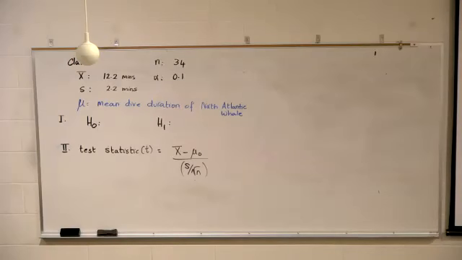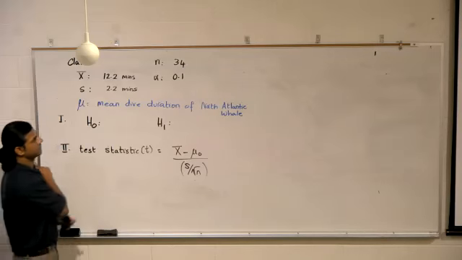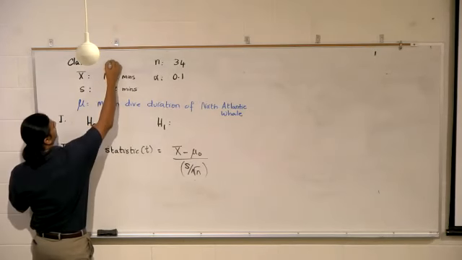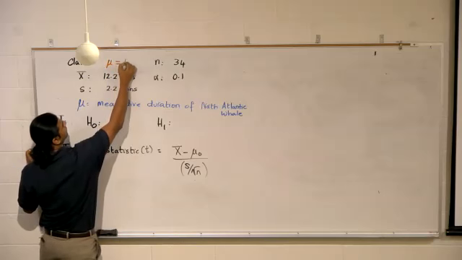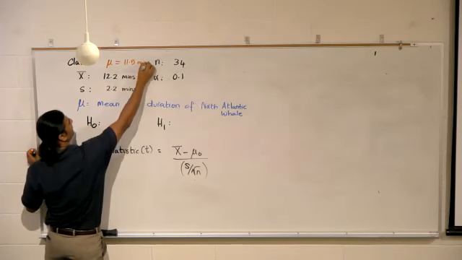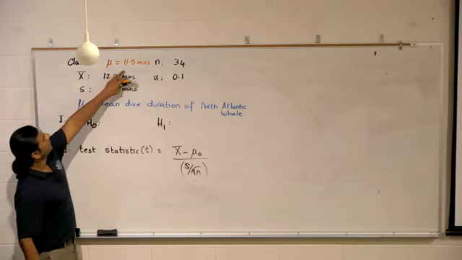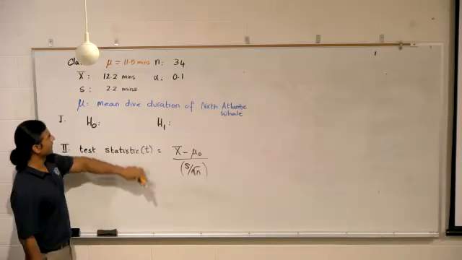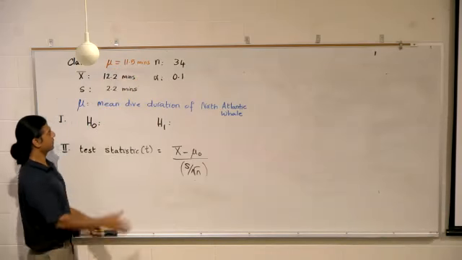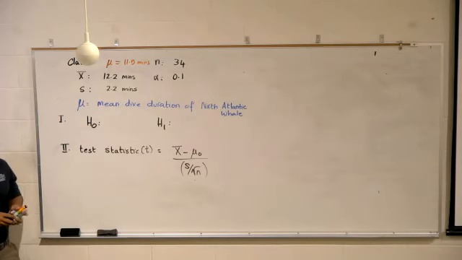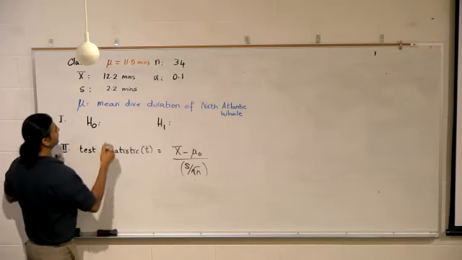So in this problem, we are going to test the mean dive duration of North Atlantic whales. The mean is equal to 11.5 minutes. That is the claim, that the average dive duration of North Atlantic whales is 11.5 minutes. Where should that statement go? Should we write it here or there? Why in this one? Because it has an equal sign.